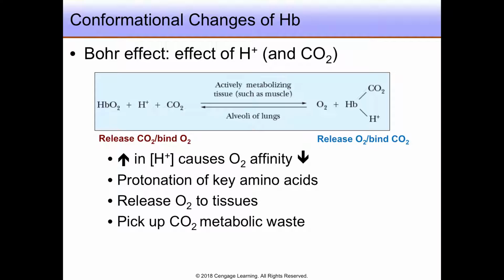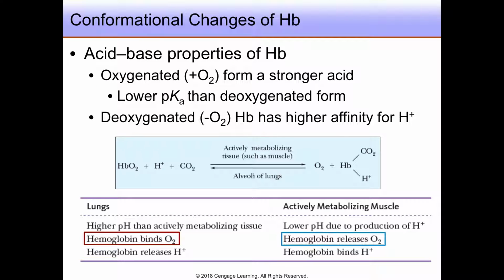This drop in pH favors the protonation of key amino acid side chains that result in release of oxygen and binding of CO2. This occurs in tissues and is favorable for hemoglobin function in that environment, delivery of oxygen to the tissues requiring it, and pickup of the metabolic waste product, carbon dioxide. Another way of looking at this is that the acid-base properties of hemoglobin are altered as a result of the conformational changes associated with oxygen binding.